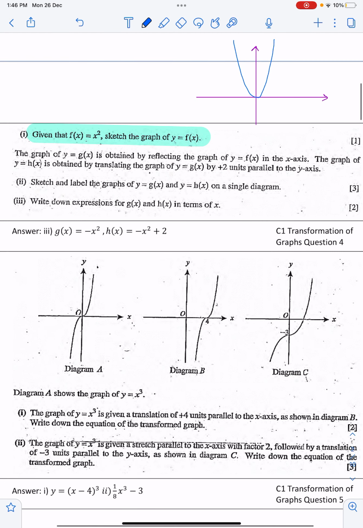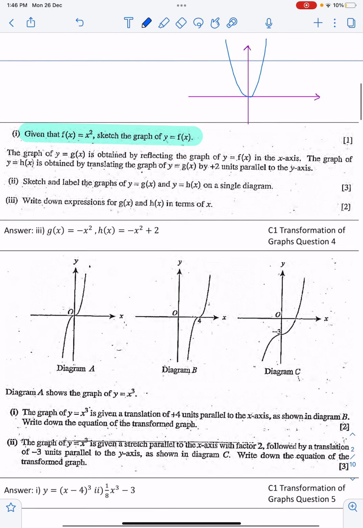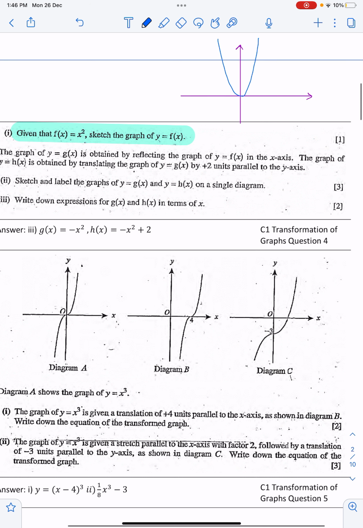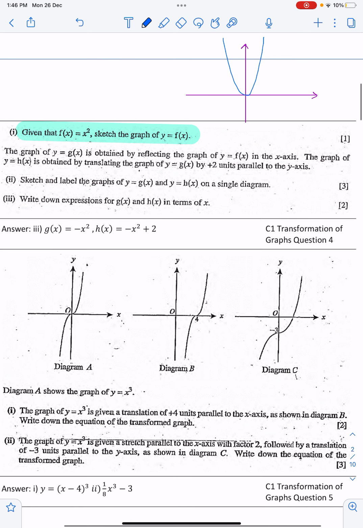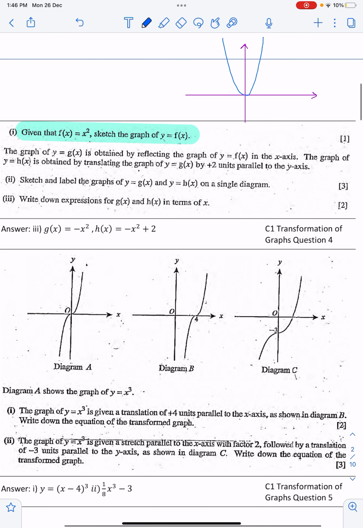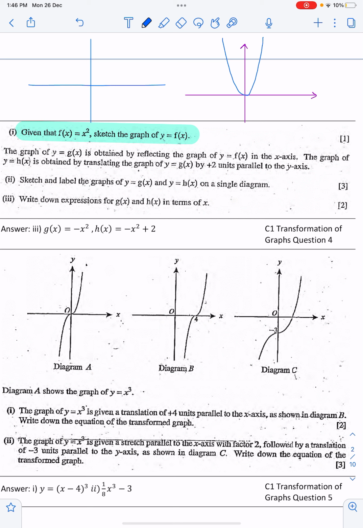The graph of y equals h of x is obtained by translating the graph of y equals g of x by 2 units parallel to the y axis. Sketch and label the graph of y equals g of x and y equals h of x on a single diagram. Okay. So, if I have to draw g of x and f of x on the same diagram, I will draw the coordinate axis. Okay. G of x is the reflection in the x axis. So, you are going to simply reflect the graph in the x axis.